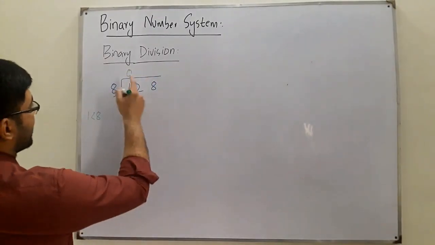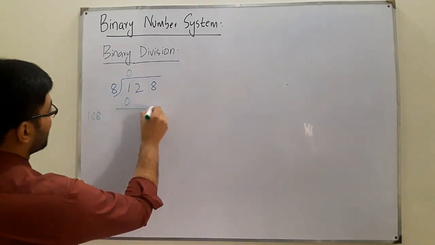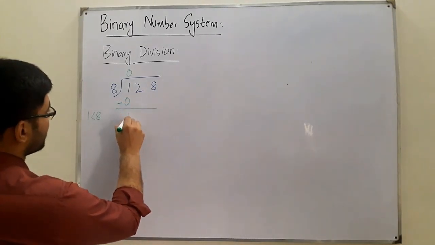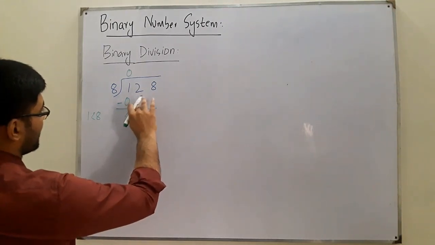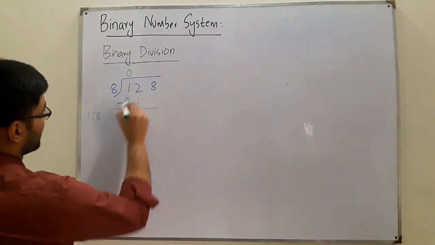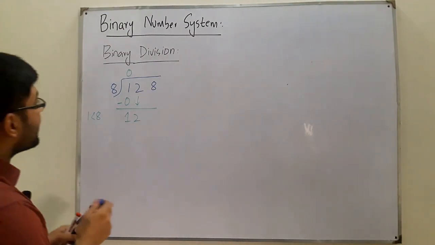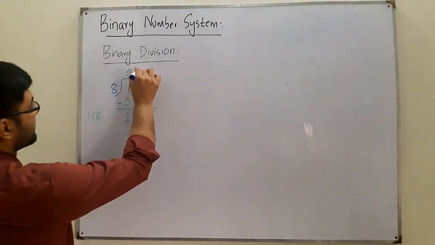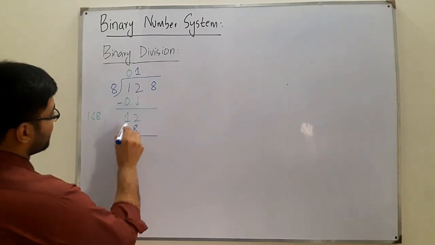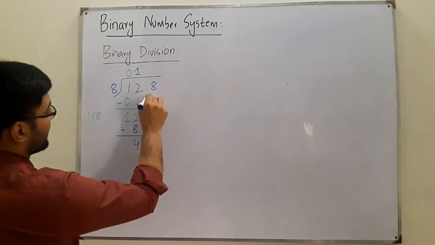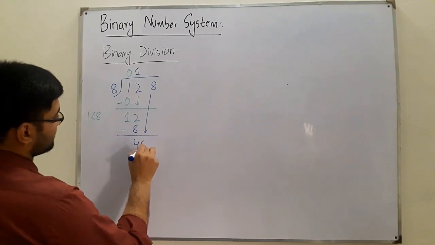This 1 is less than 8, so we have a 0 over here. 8 zeros are zeros. Now subtracting, 1 minus 0 is a 1, and this 2 comes down here. Alright, now for 12 we have what? 8 1s are 8. And subtracting, 12 minus 8 is a 4, and this 8 comes down here.